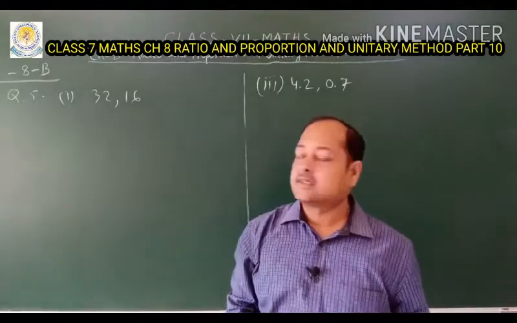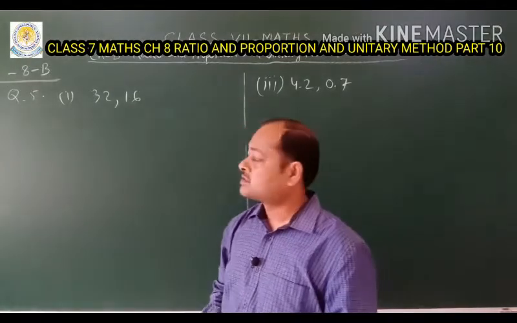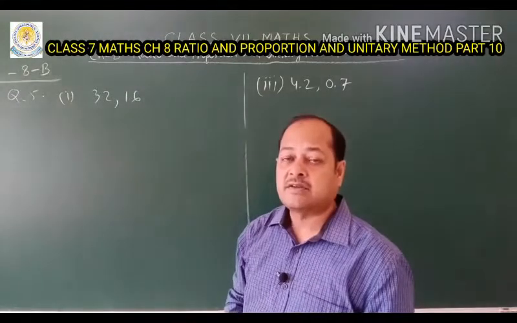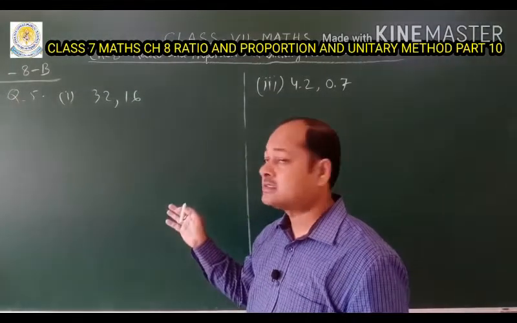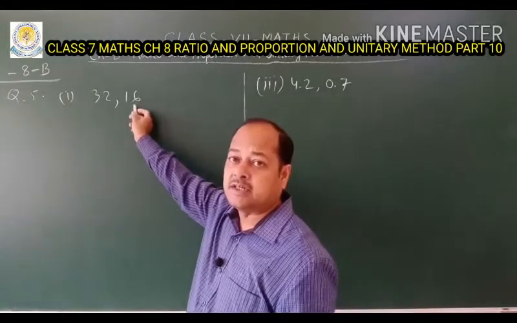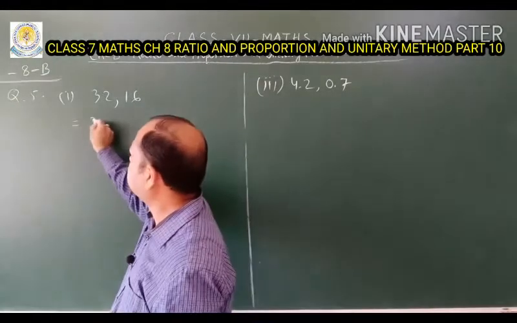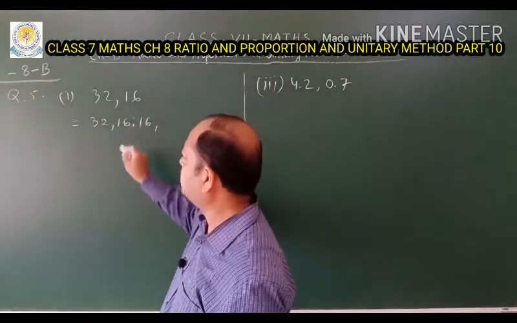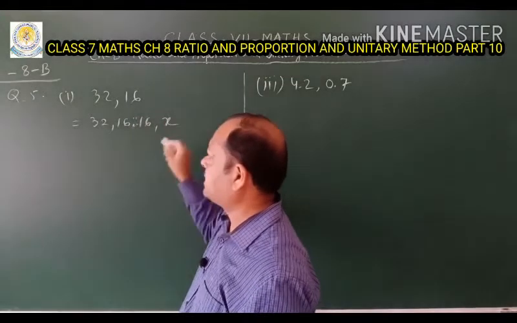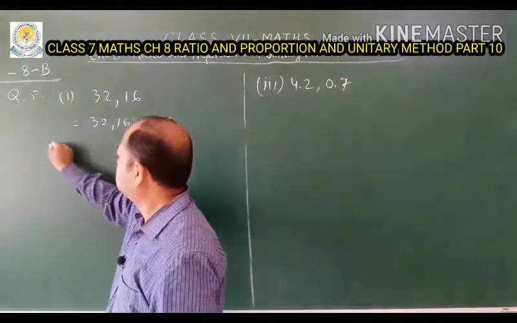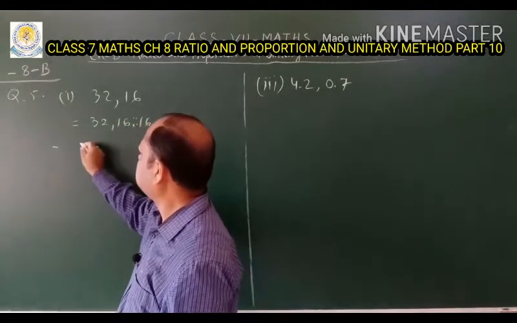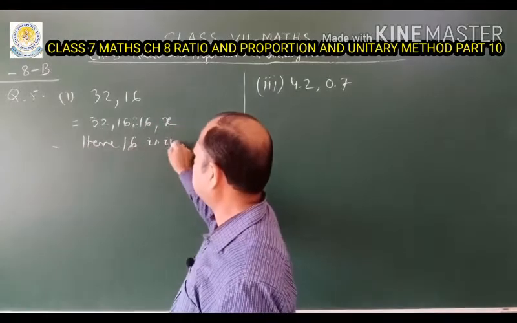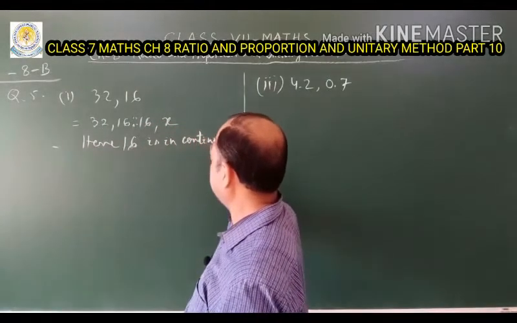Okay. Now, let us solve question number 5. Question number 5 says to find the third proportional to 32 and 16. Here two proportionals are given, and you have to find the third proportional. That means the second term will be in continued proportion, so 32, 16, 16, and this third term will be x. So here 16 is in continued proportion.